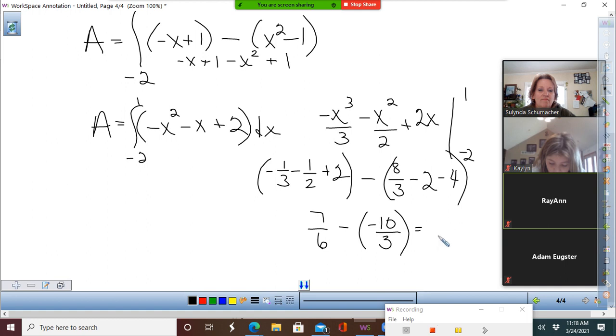Add the two together, and again, you can leave it as a decimal, you can do it as a fraction, it's up to you. This again is 4.5.